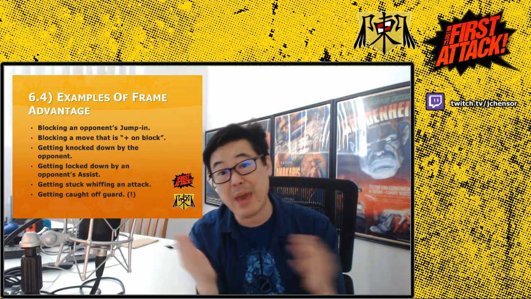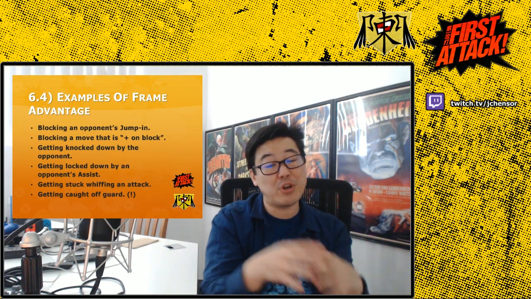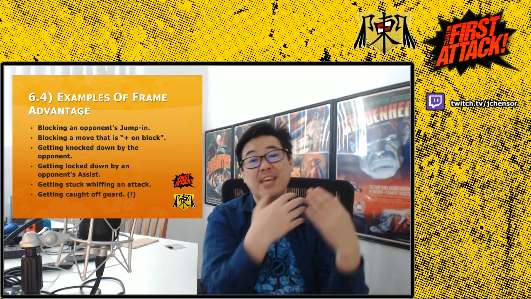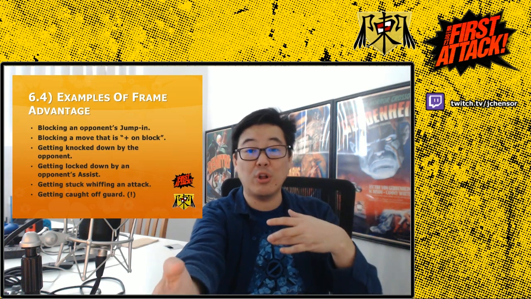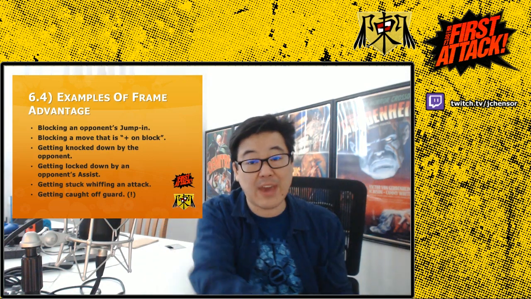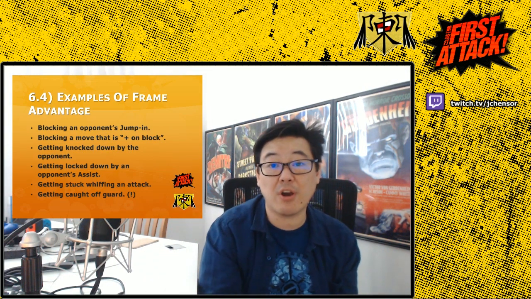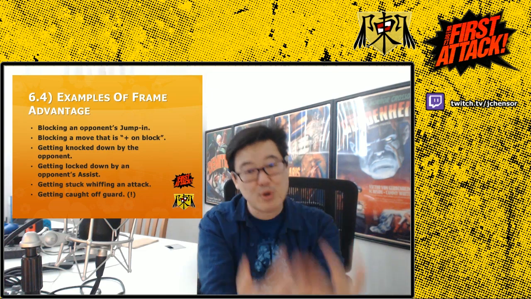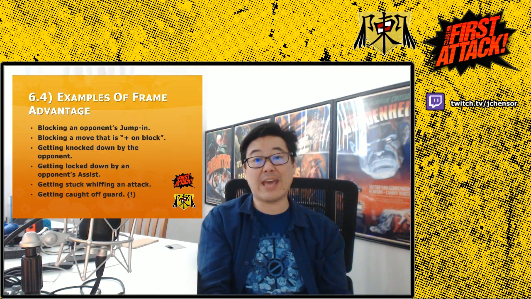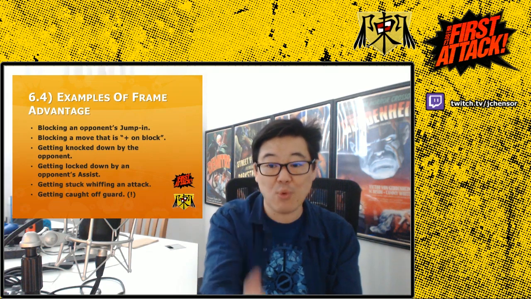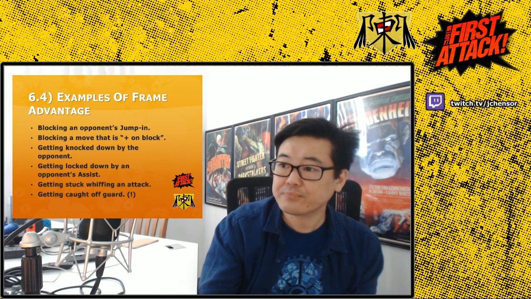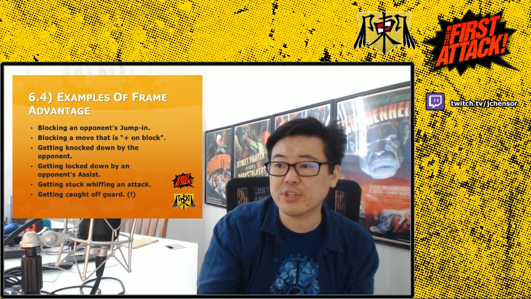Now, if you were expecting the dash and they dash forward, you can punish the dash and take advantage of the actual literal frame disadvantage that the opponent has. But if you're not ready for it and they catch you off guard, they can actually just put themselves at a frame advantage that you are not ready for. So those are some examples of frame advantage.